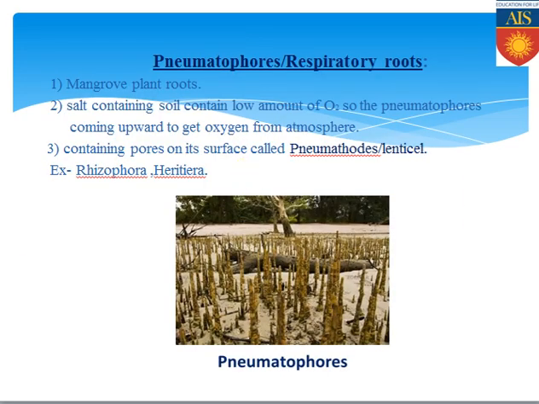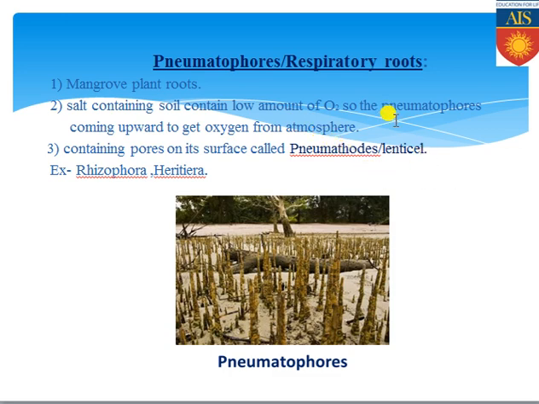Another modification of the root that we are discussing is the pneumatophores or respiratory roots. What is that? Pneumatophores or respiratory roots are commonly found in mangrove plants. Keep in mind that these mangrove plants commonly grow in salty areas, a salty environment, salty soil. So when their roots penetrate the soil and go downward, after going some distance, the roots can understand that they are not obtaining a proper amount of oxygen for their respiration. So for that reason, the roots do not go downward; rather they take a U-turn, come up and penetrate the soil and remain standing in an erect position.